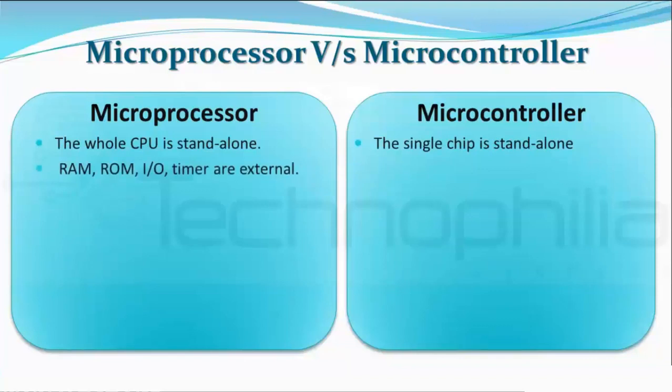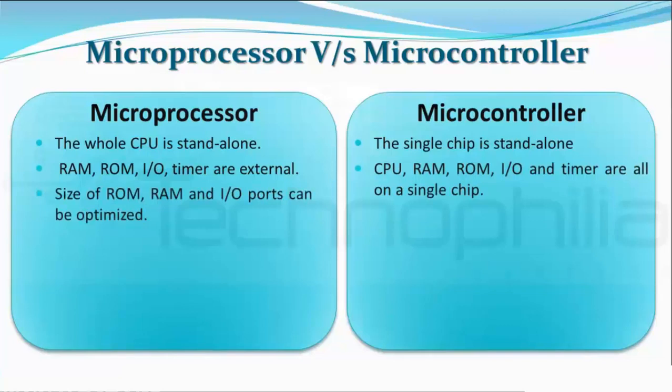In case of a microprocessor, RAM and ROM are present outside of the chip, that is, on the motherboard, so it can be customized. But in case of a microcontroller, as all these things are internal, you can't customize it, rather you have to change the whole chip or IC.